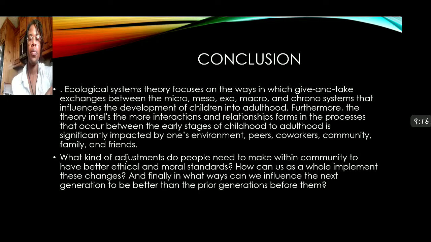So in conclusion, ecological systems theory focuses on the ways in which give and take exchanges between the micro, meso, exo, macro, and chronosystem influence the development of children into adulthood. Furthermore, the theory entails that the interactions and relationships formed in the process between the early stages of childhood and adulthood are significantly impacted by one's environment, peers, co-workers, community, family, and friends.